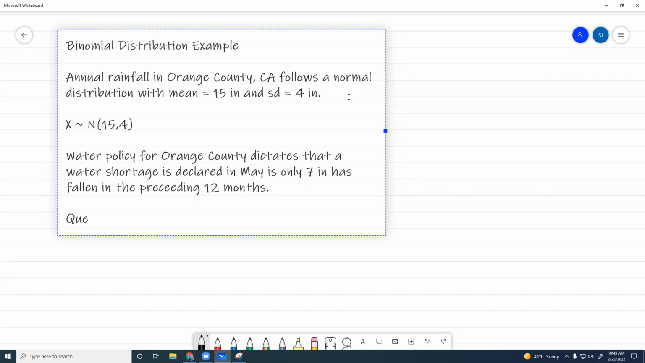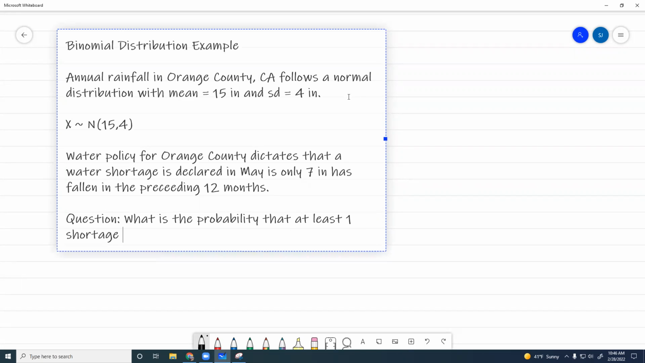All right, so here's the question. What is the probability that at least one shortage will occur or be declared, right, in the next 5 years?